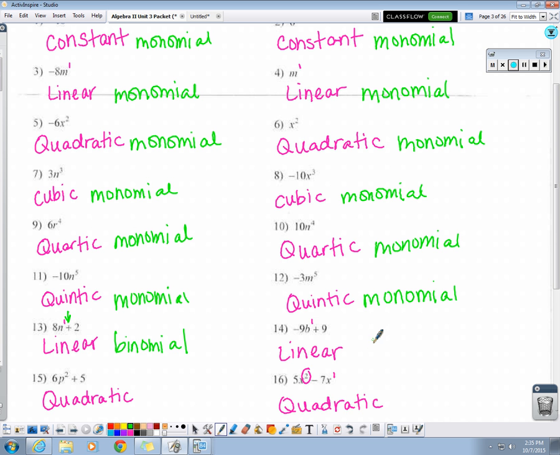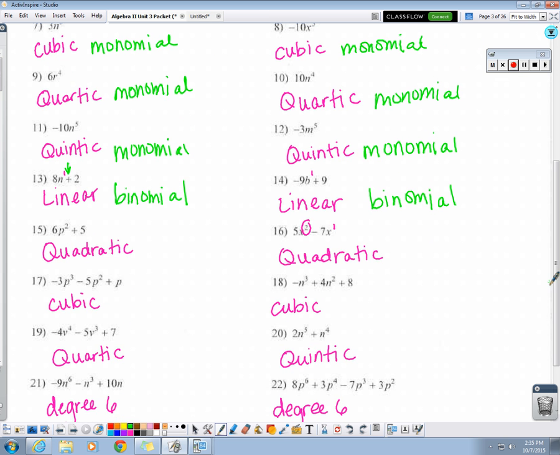Okay, so number 14 is also a binomial. There's negative 9b is the first term, and that positive 9 is the second term. 15 and 16 are both binomials. What about number 17? How many terms do we have in 17? 3. Negative 3p cubed is a term, negative 5p squared, and positive 1p. So this is a trinomial, as is 18 and 19.